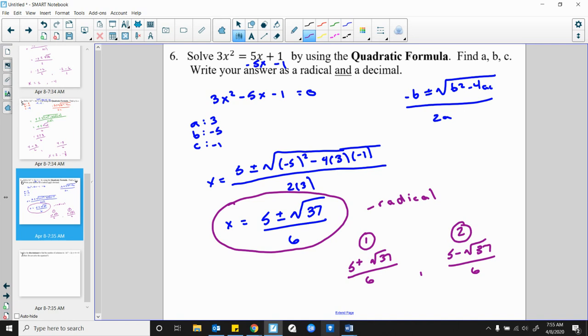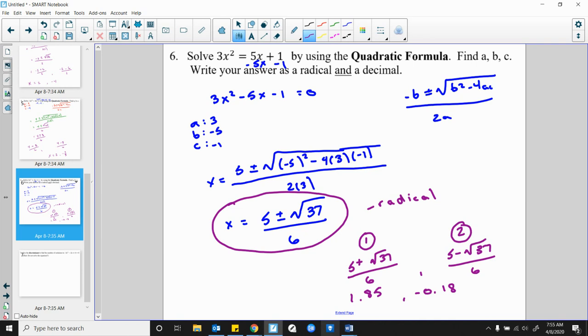So calculate the top, hit equals, then divide by the bottom. So in this case here, I'm going to do 5 plus the square root of 37. I'm going to hit equals, then I'm going to divide by 6. Okay, and my first answer for case 1 is going to be 1.84, or I'm sorry, 1.85 if I round. And then the other one is going to be 5 minus the square root of 37. I'm going to hit equals, then I'm going to divide by 6, and I got negative 0.18.